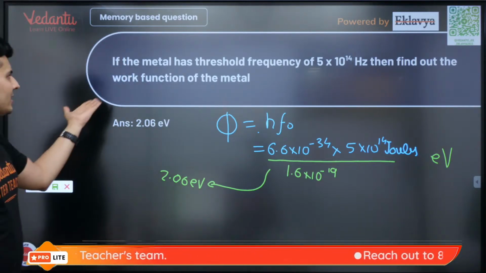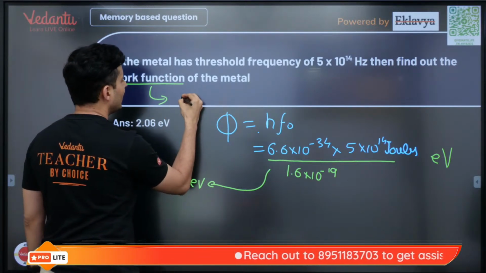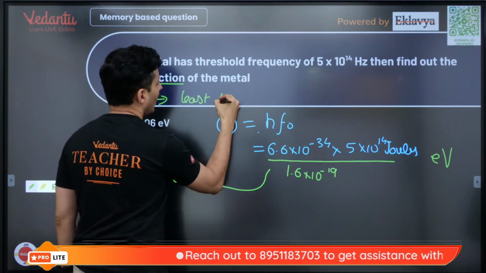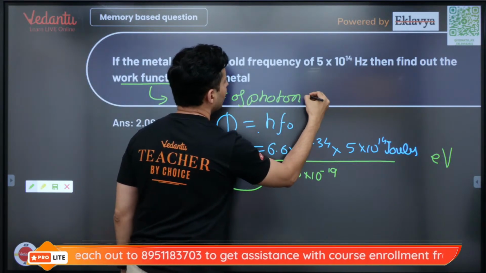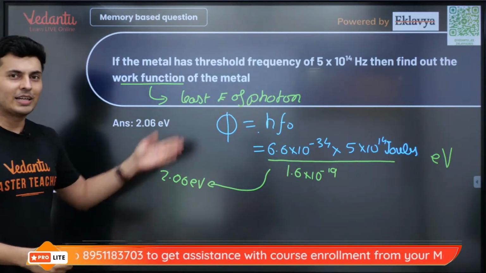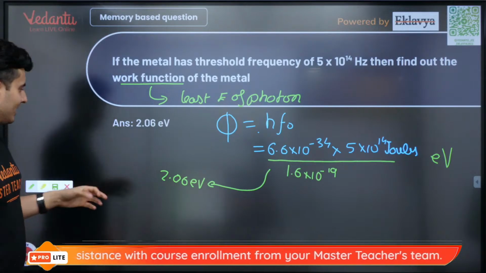The least energy asked is the same as work function. What is the work function? It is the least energy of the photon for emitting the photoelectrons. So that is another way of asking, which is also the work function. That's it.